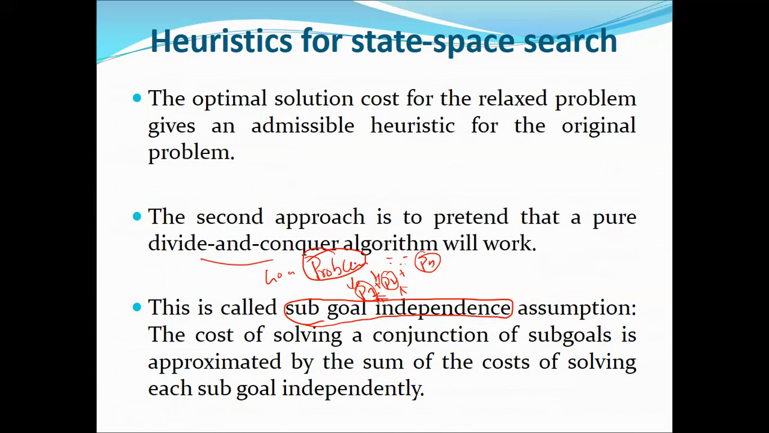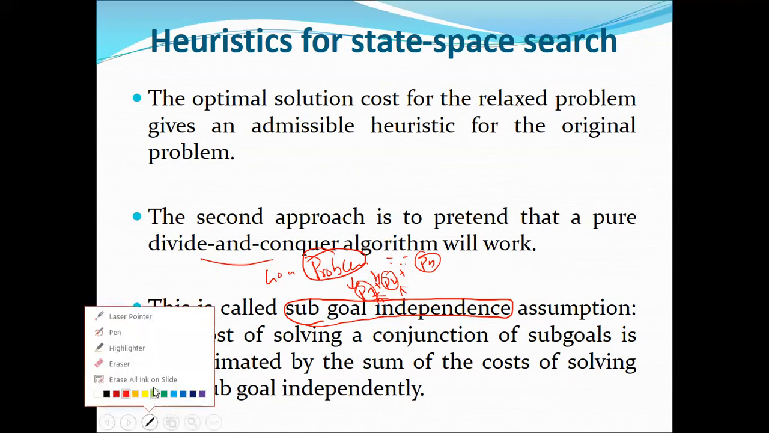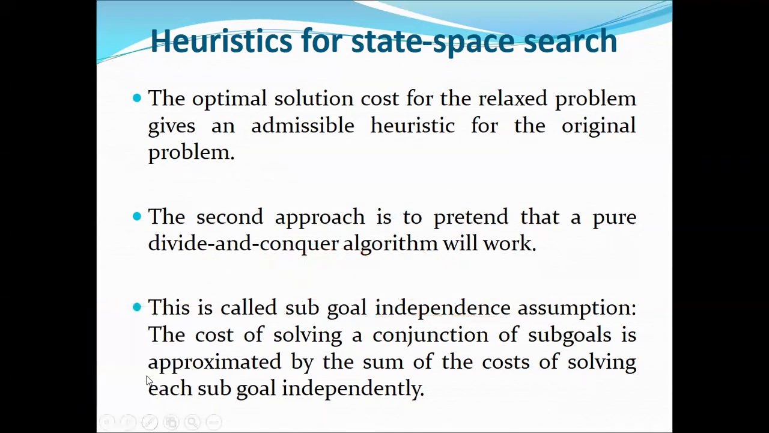But as of now, understand that there are two ways to identify a good heuristic. The first method is by relaxing the problem. The second method is by using the divide and conquer technique, by which we divide the problem into several small problems, solve the small problems, and combine all their results, and by that we form the heuristic. But this is possible only when all the sub goals are independent. So we have an assumption here which is called the sub goal independence assumption. Okay, fine.